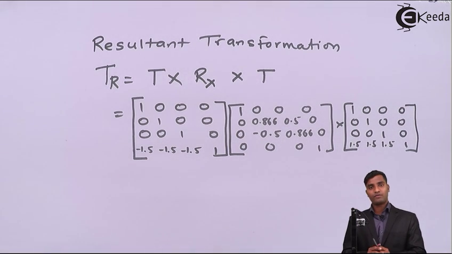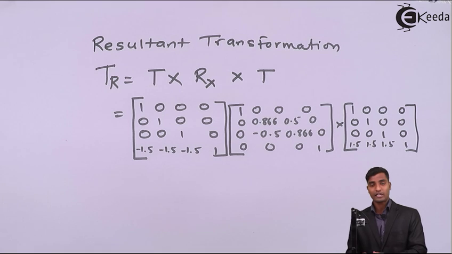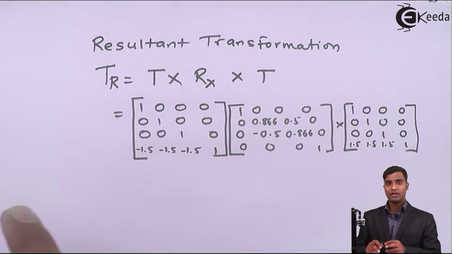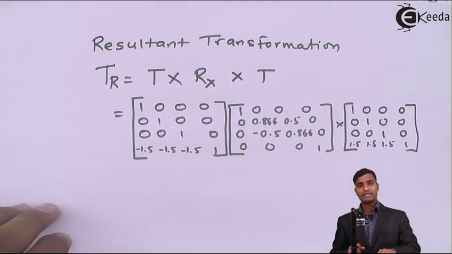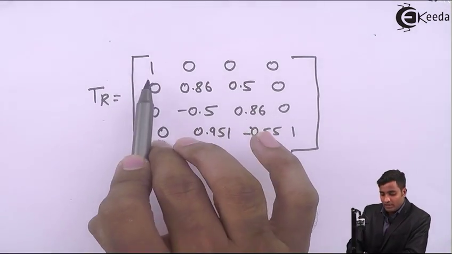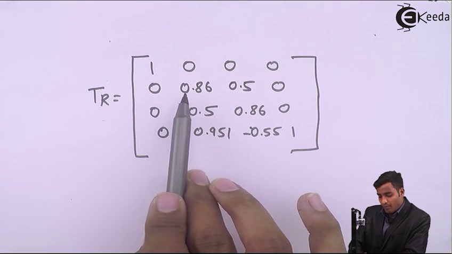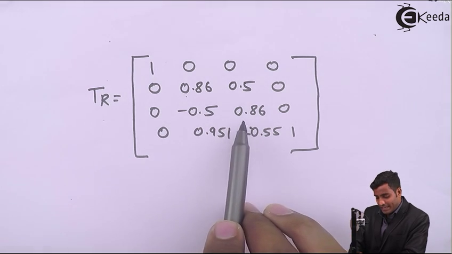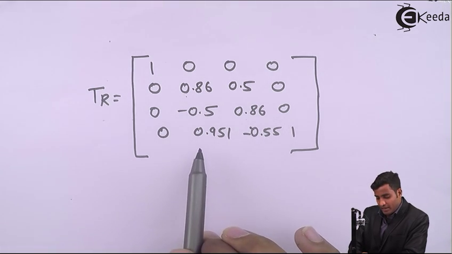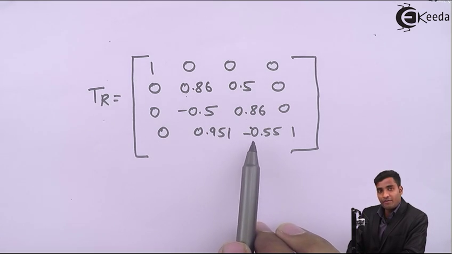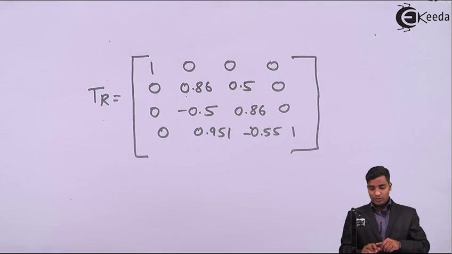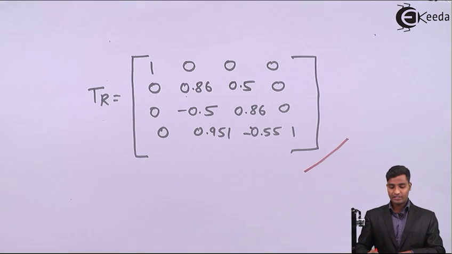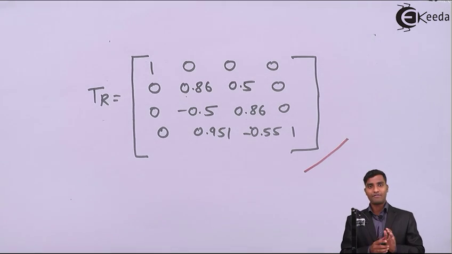Now for finding the resultant transformation, that is, the total transformation, I will multiply all these matrices. So the TR I will get as 1 0 0 0, 0 0.86 0.5 0, 0 minus 0.5 0.86 0, 0 0.951 minus 0.55 1. So this is the resultant transformation which we got after multiplying all the series of transformation matrices.